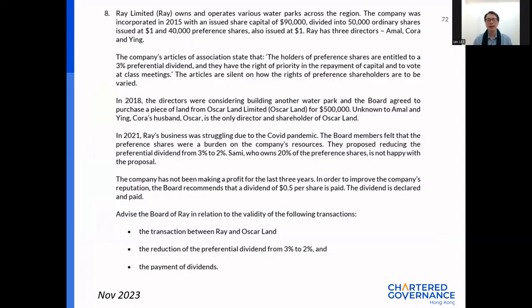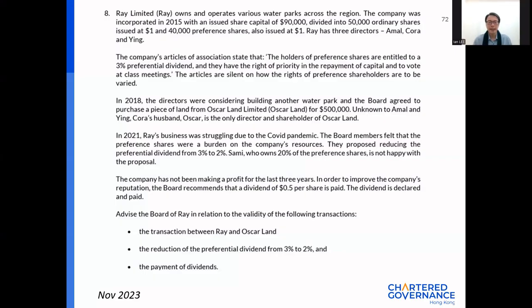Now the company has 3 directors, Amal, Cora, and Ying. The articles state that the holders of preference shares are entitled to a 3% preferential dividend, and they have a right of priority in repayment of capital and to vote at class meetings. Articles are silent on how the rights of preference shareholders are to be varied. So that's useful information there. It talks about the rights of the preference shareholders.